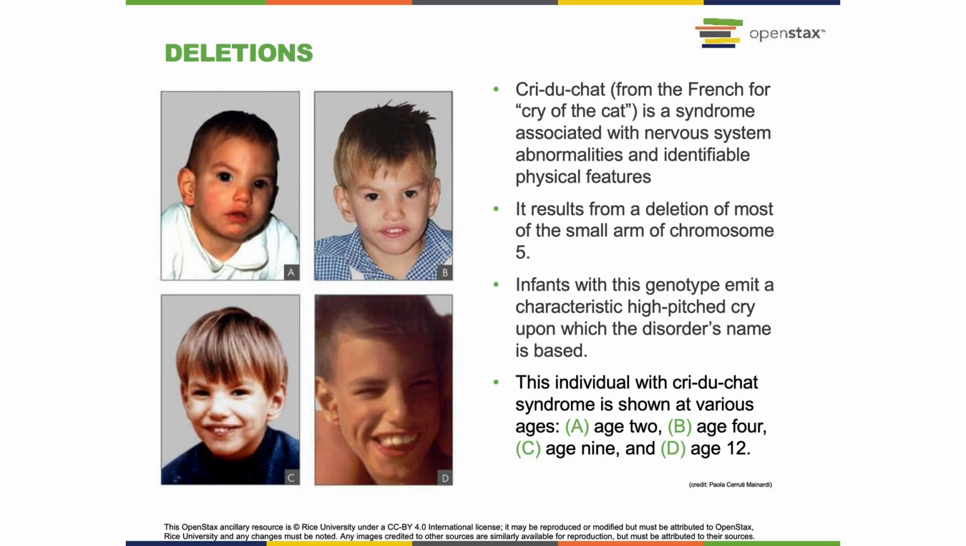Deletions: Cri-du-Chat syndrome is a nervous system abnormality. There are characteristic facial features, but what it's named for is the high-pitched cry that infants make when they have this. And this is showing you the same individual from ages 2 to 4 to 9 to finally 12, right? And again, this is because you've lost most of the small arm of chromosome 5.